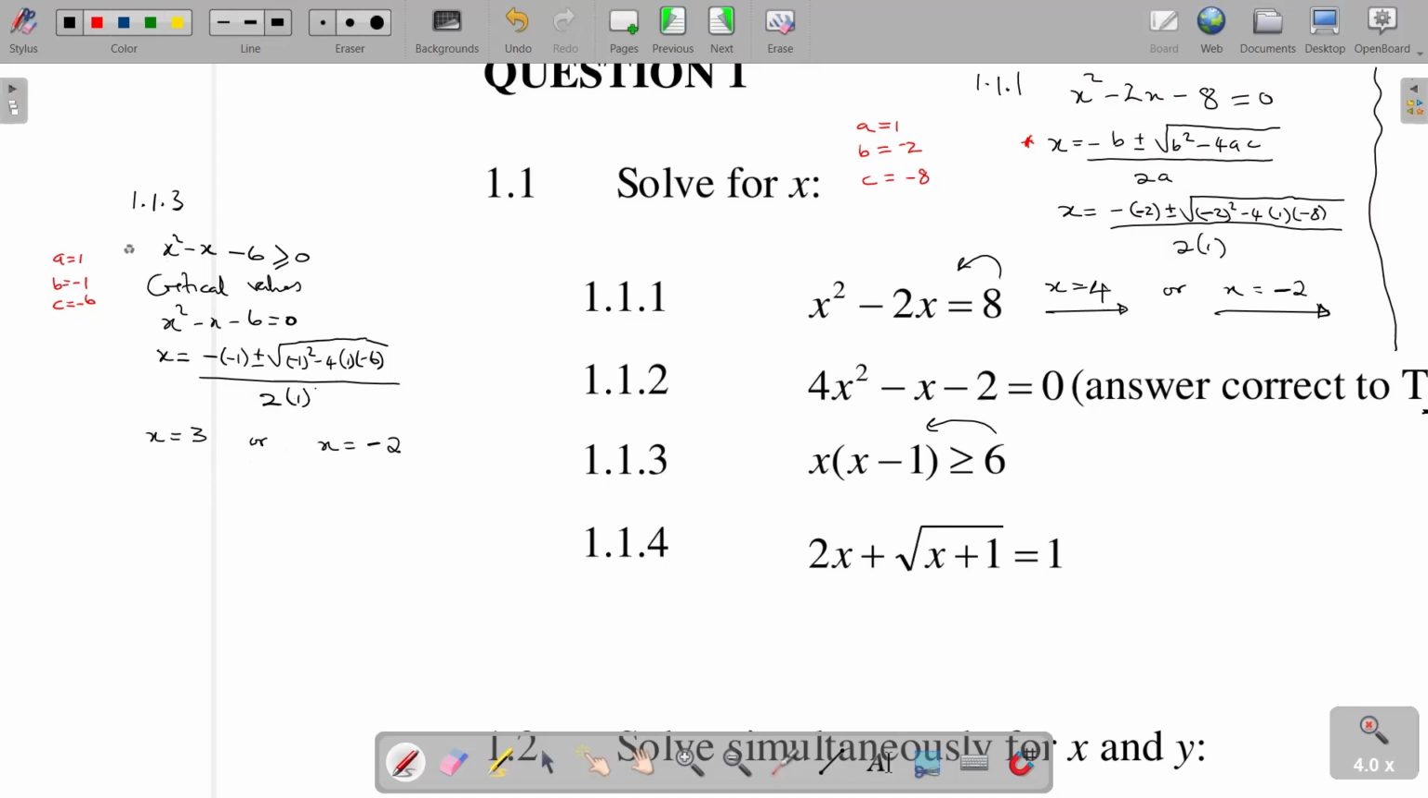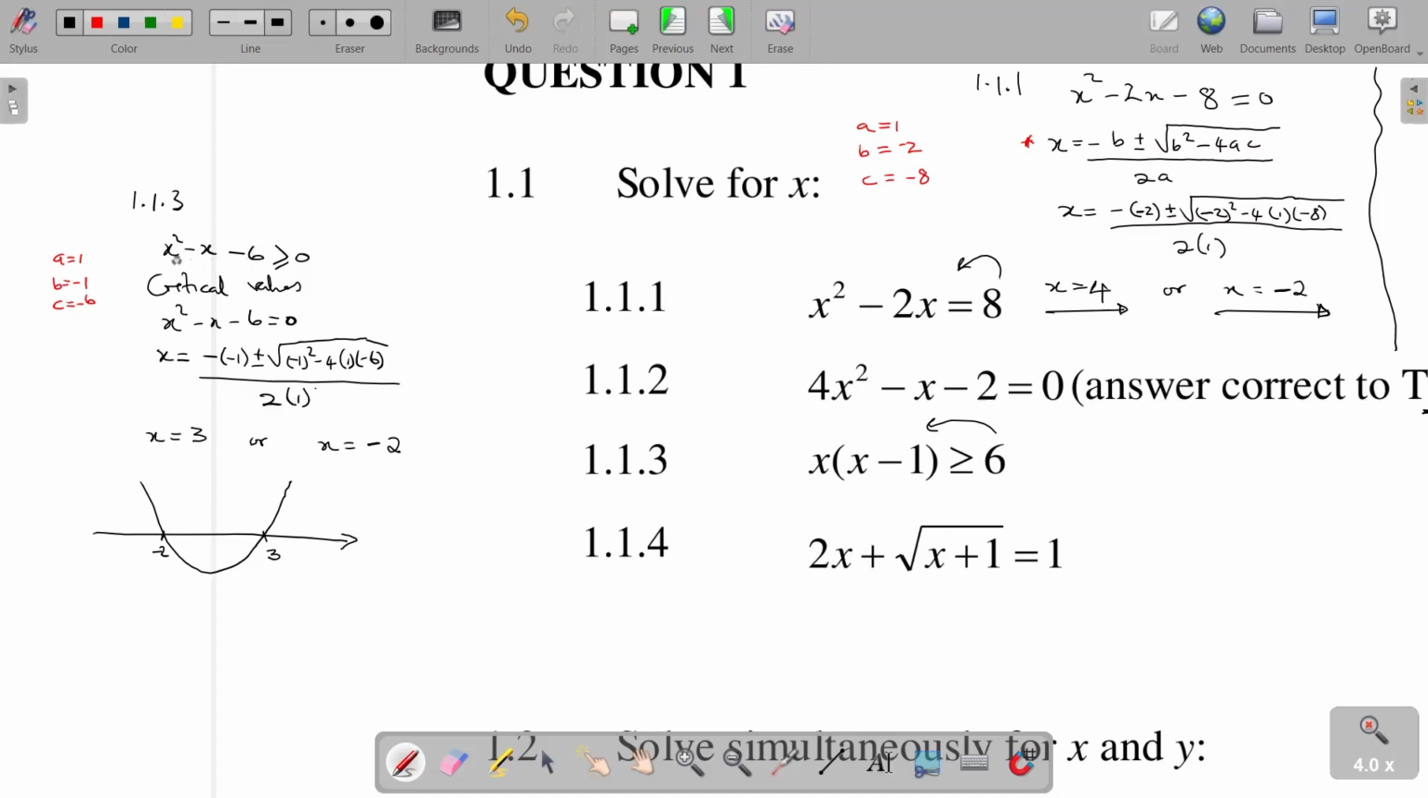If we are to use the graphical method, we now need to sketch the graph of this quadratic function x squared minus x minus 6. Since our A is positive, our graph is going to be U-shaped. It's going to be cup-shaped. So sketching the graph is going to be something like this with our intercepts. Here is -2 and here is +3.